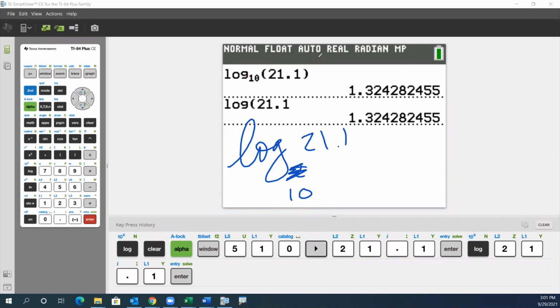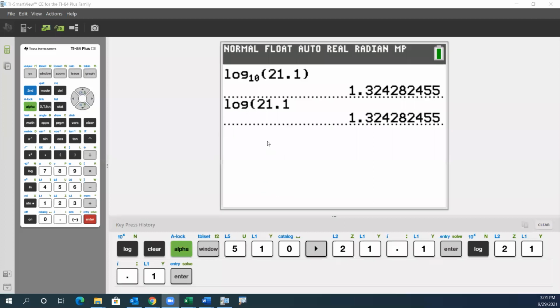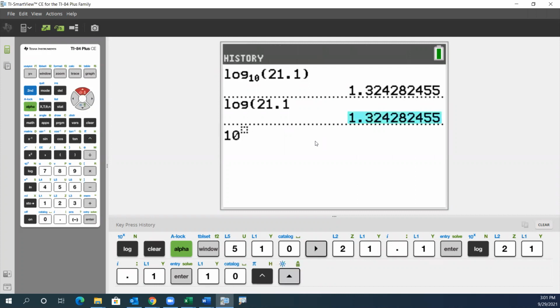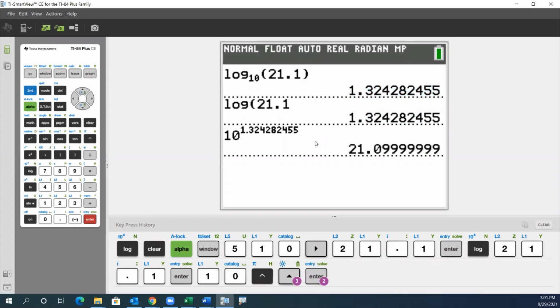Okay, and we could certainly double check that. Let's go 10 raised to that power. Does it give me 21.1? Sure. It's off ever so slightly because this number here is rounded off, at like 9 decimal places. If this number were absolutely perfect and not rounded off at all, then this would give me exactly 21.1. So that's what's going on.